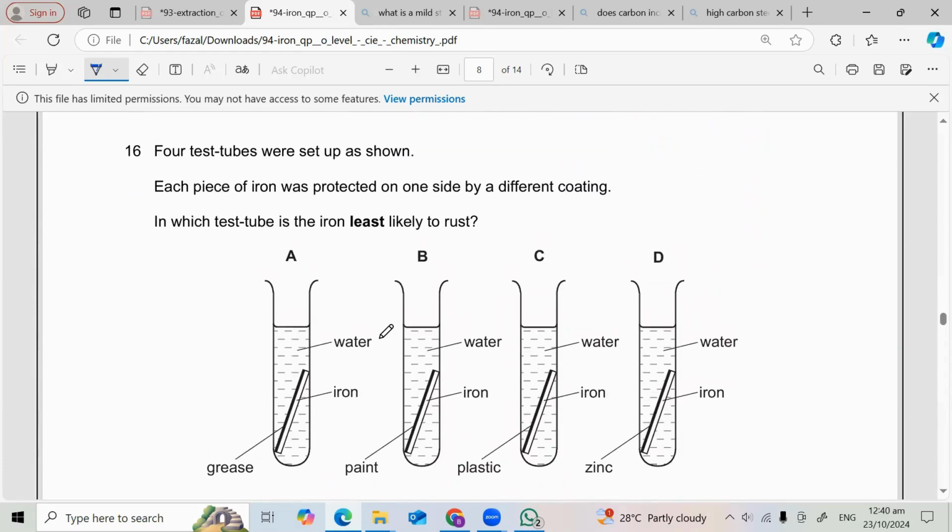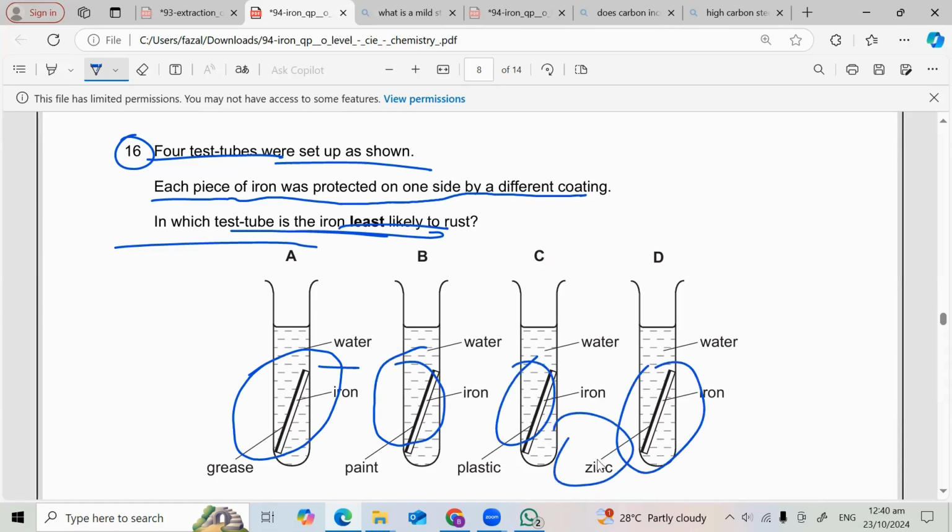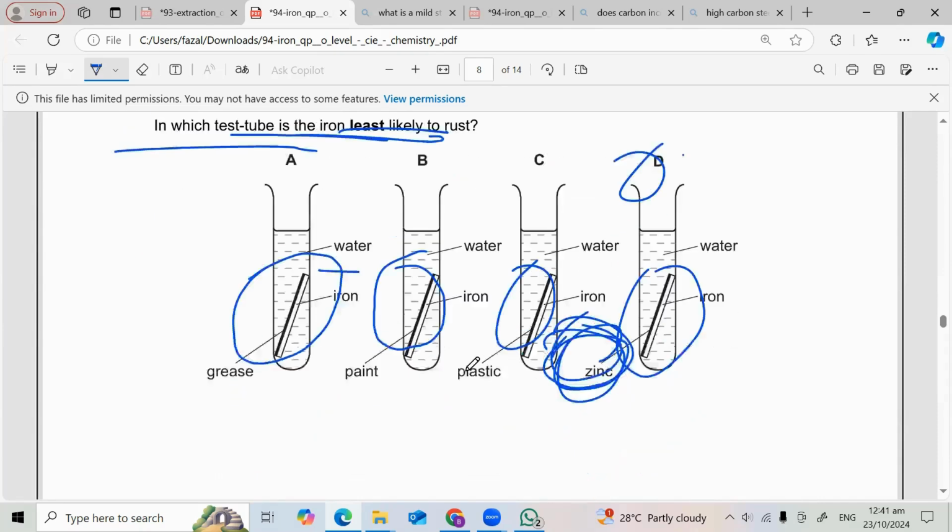Now let's move on to 16. Four test tubes were set up as shown. Each piece of iron was protected on one side by a different coating. In which test tube is the iron least likely to rust? Grease will help, but let's move on. Paint will also help, plastic will also help. Zinc, because zinc will act as sacrificial protection, hence D is the correct answer.